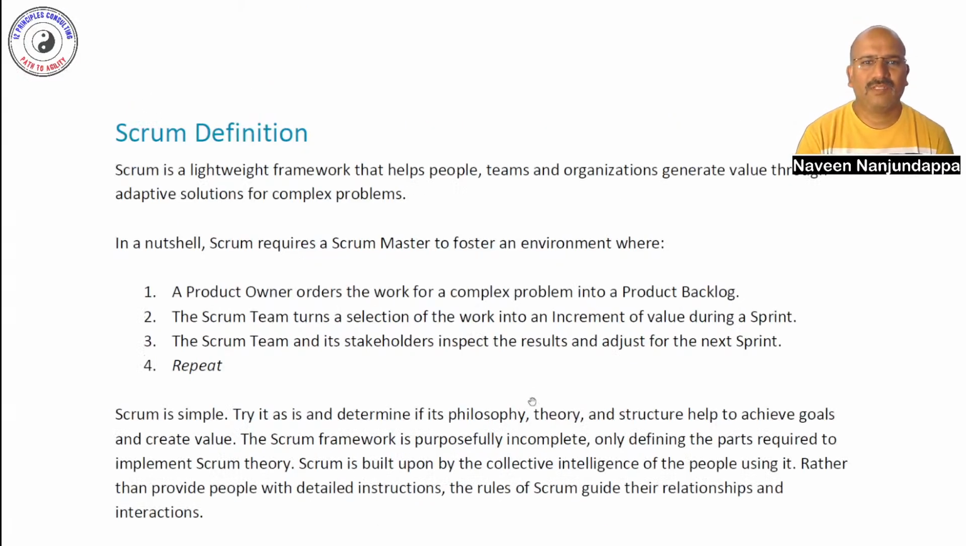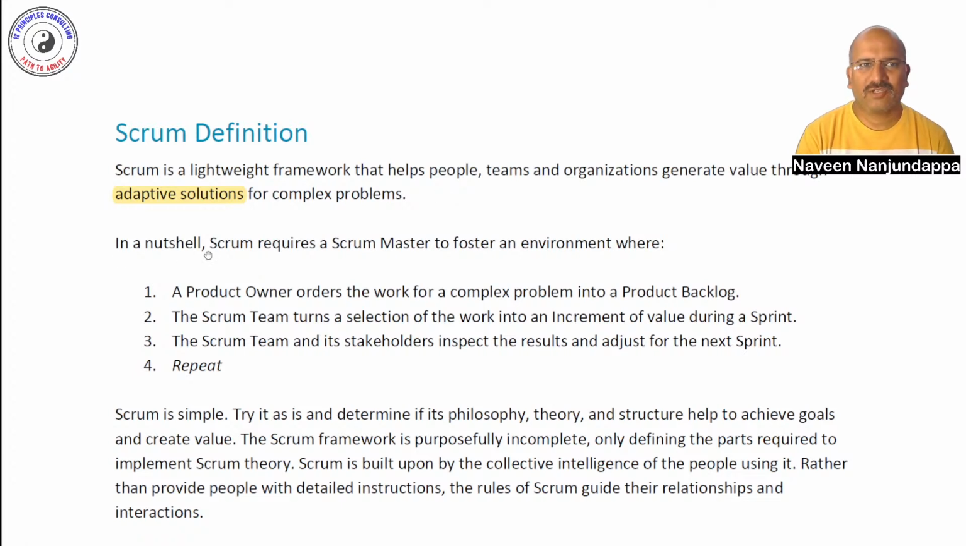Now, the Scrum definition. In the Scrum definition, the authors clearly mention that Scrum is a lightweight framework that helps people, teams, and organizations generate value for complex problems. These complex problems are solved using adaptive solutions. So Scrum helps you to inspect and adapt throughout its cycle.